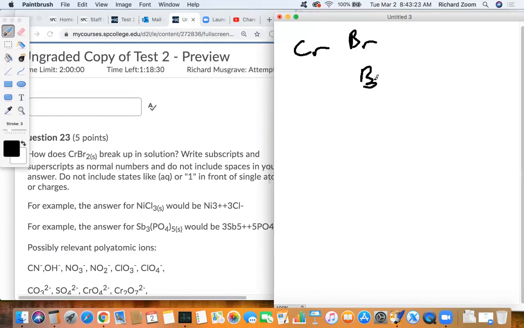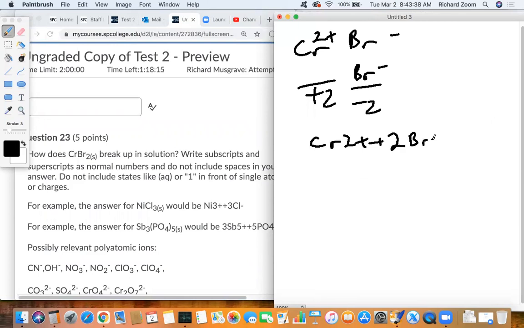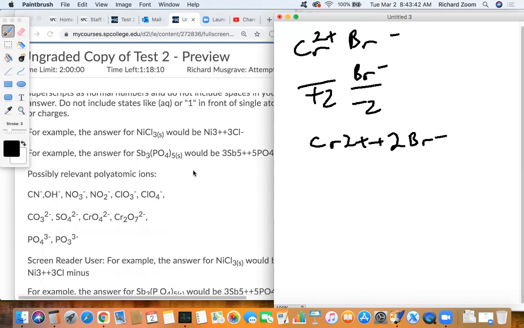CrBr2. Whoops. Minus on the bromines, plus 2 on the chromium. Cr2+ and 2 Br- is what you'd write down there. Any questions?